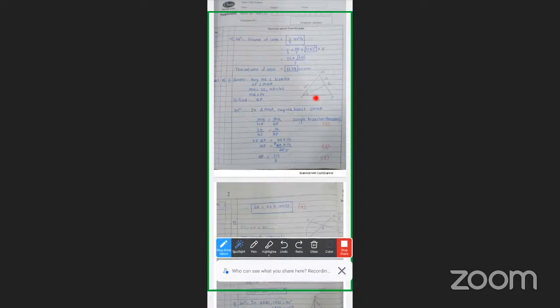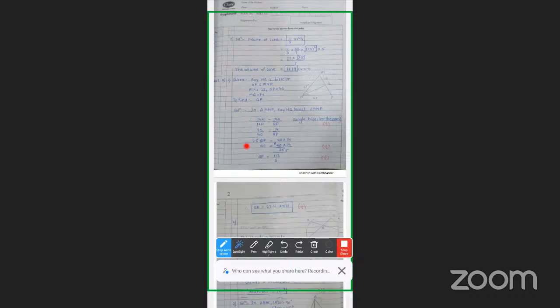In triangle MNP, ray NQ bisects angle MNP, correct? By using the angle bisector theorem. So what is the angle bisector theorem? We have to use MN upon NP is equal to MQ upon QP, correct? Put the given values. MN is replaced by 25, NP is replaced by 40, MQ is replaced by 14, and we have to find out the value of QP.